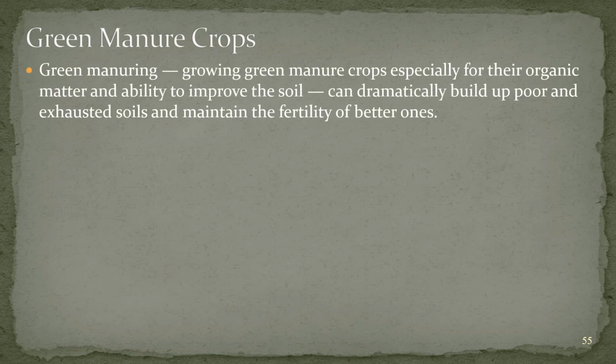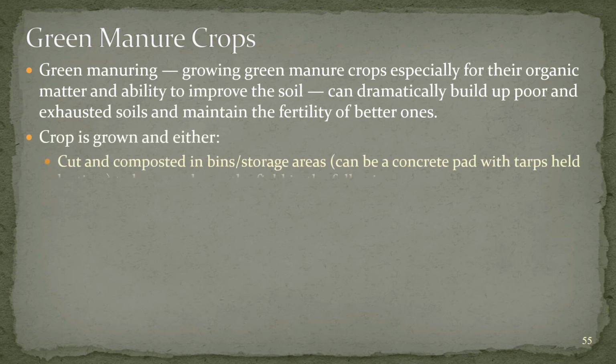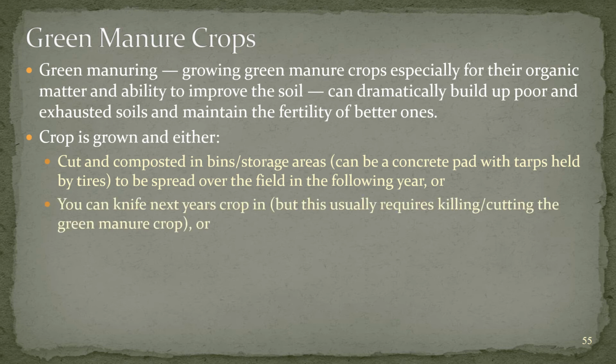We can also do something called green manuring. Green manuring is where we're growing green manure crops, especially for their organic matter and ability to improve the soil. It can dramatically build up poor and exhausted soils and maintain the fertility of better ones. So you basically will grow a crop, and then you'll cut and either compost it in bins or storage areas, like a concrete pad with tarps, and then you'll spread it over the field in the following year.